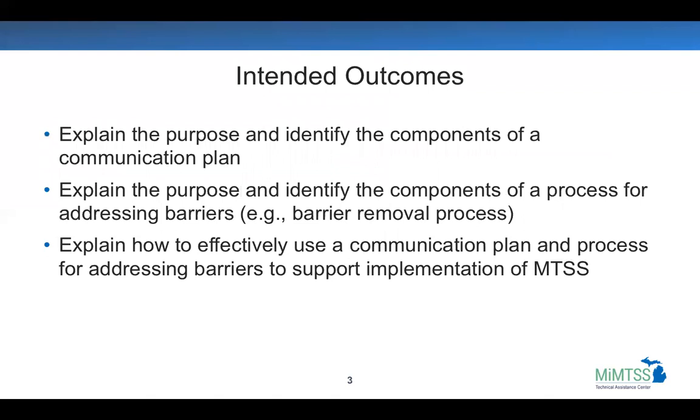At the end of this module, participants will be able to explain the purpose and core components of a communication plan and process for addressing implementation barriers. In addition, they will be able to provide examples of how to effectively use both to support implementation of MTSS.